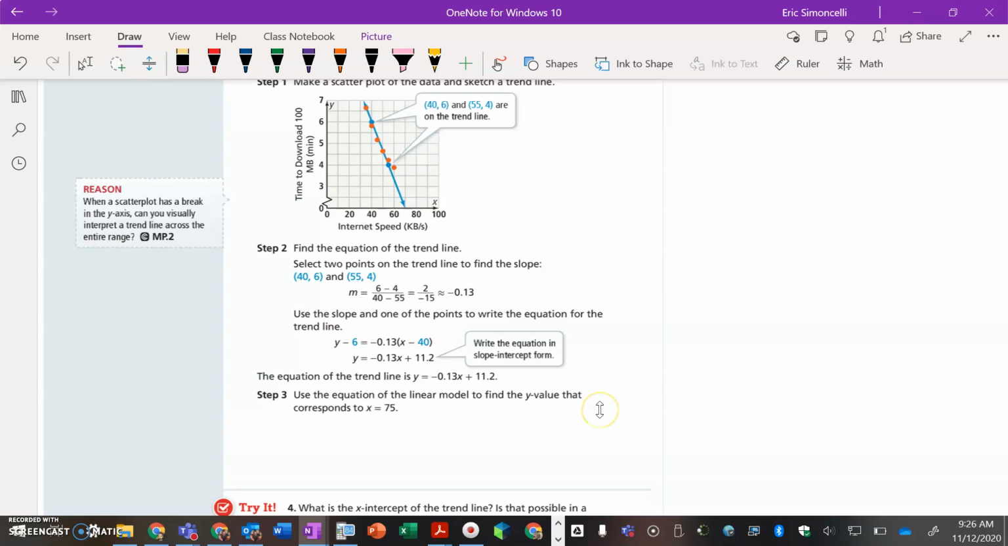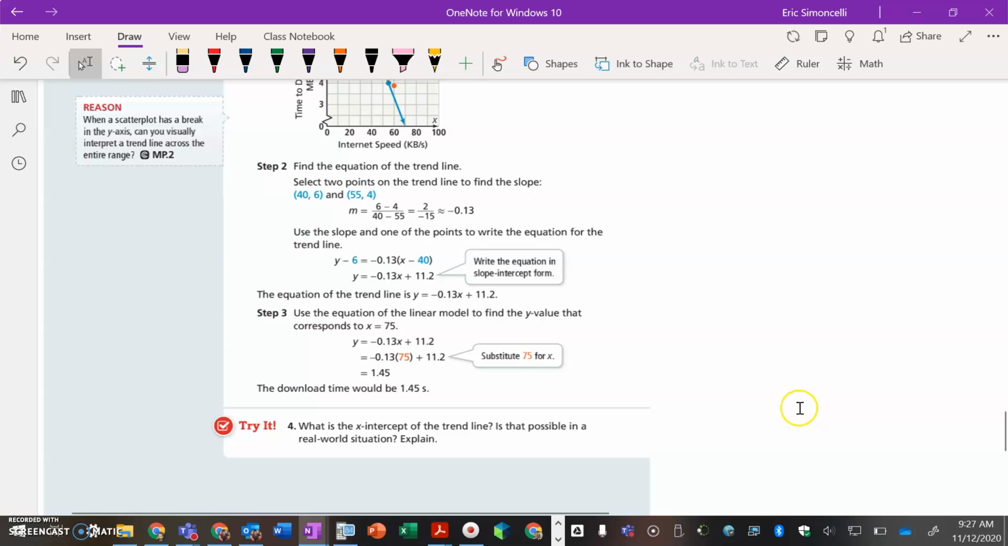Step 3, use the equation of the linear model to find the value y that corresponds to 75 for x. So you'll finish by plugging 75 into this equation. So negative 0.13 times 75 plus 11.2. And we can gauge then that approximately at 75 kilobytes per second, we're going to have 1.45 seconds in the end. And that should conclude how this linear model takes shape and predicting the value after this amount for x.